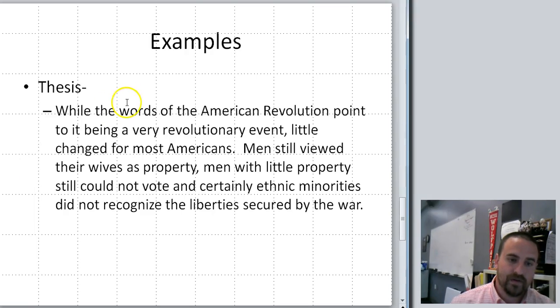So let's take a look at the example thesis for this DBQ. While the words of the American Revolution point to it being a very revolutionary event, little changed for most Americans. Men still viewed their wives as property. Men with little property still could not vote, and certainly ethnic minorities did not recognize the liberties secured by the war. So we've got 3 paragraphs again, each with their own topics.